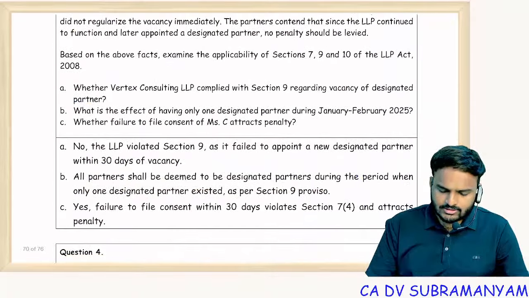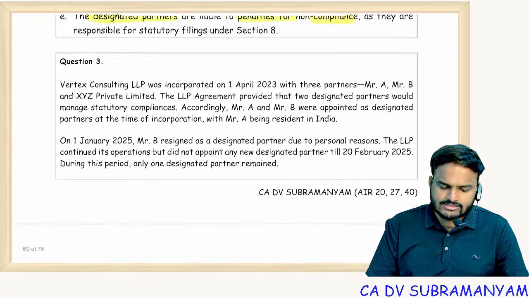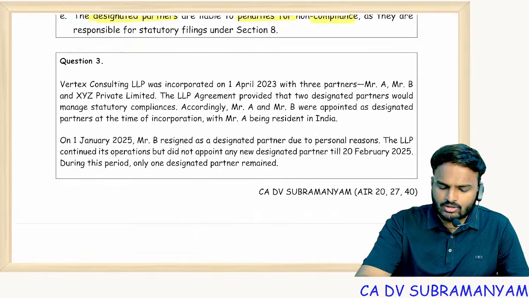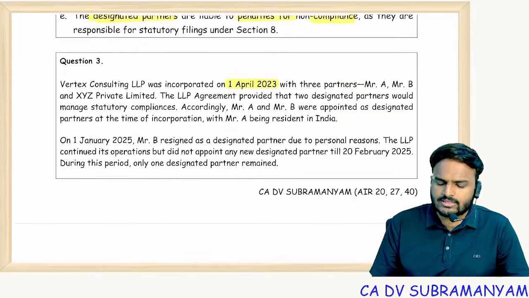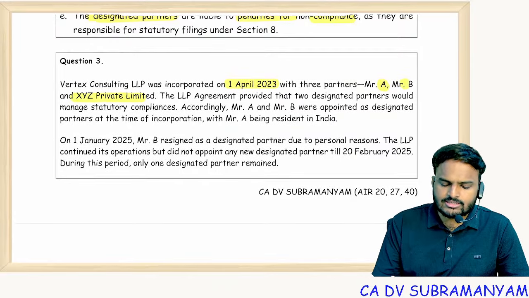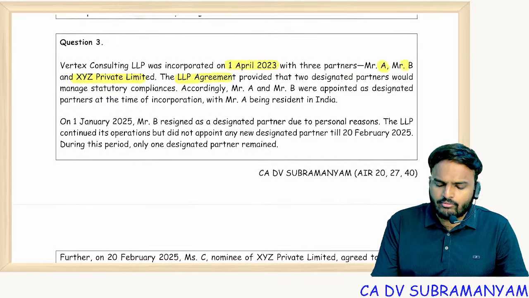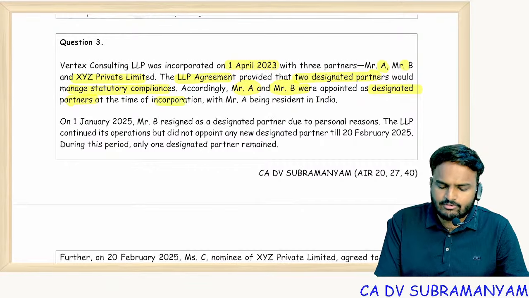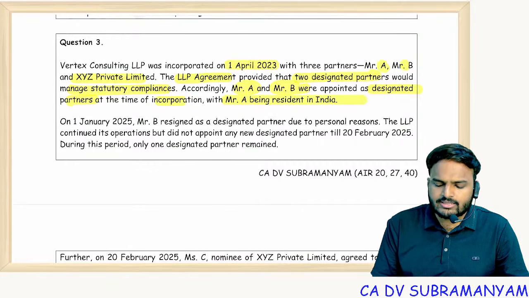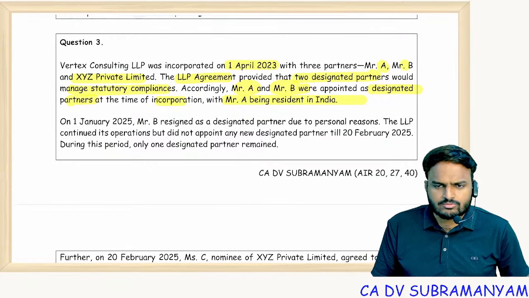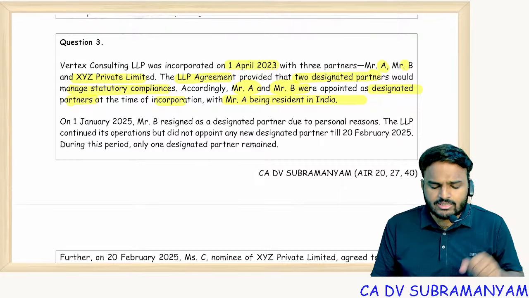So next, question 3 is also about designated partner only. Let's see. Vertex Consulting LLP was incorporated on 1st April 2023 with 3 partners, A, B and XYZ Private Limited. So 2 individuals, 1 private limited company. LLP agreement provided that 2 designated partners would manage statutory compliances. Accordingly, Mr. A and Mr. B were appointed as designated partners at the time of incorporation, with Mr. A being resident in India. So all the conditions are satisfied. 2 designated partners are there who are individuals, and 1 resident designated partner is also there.